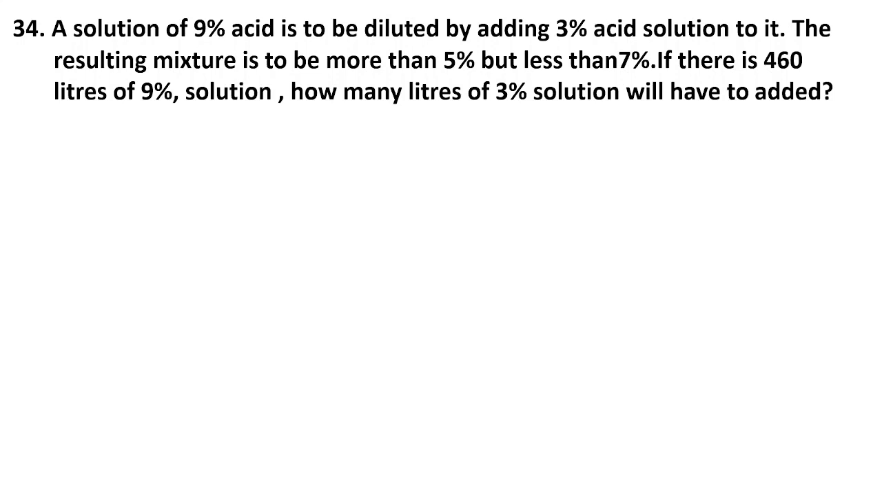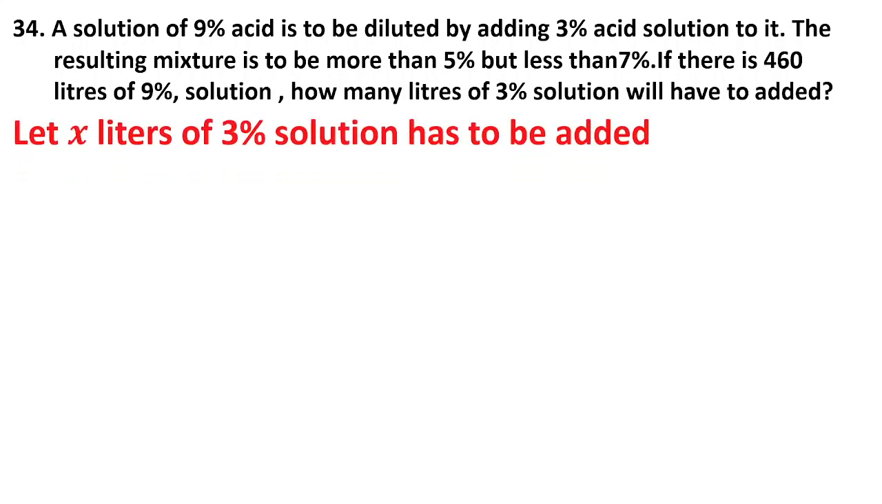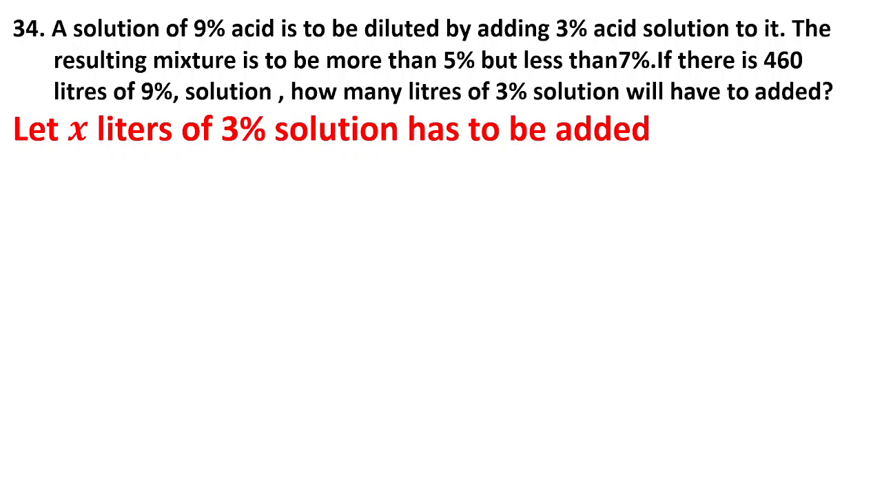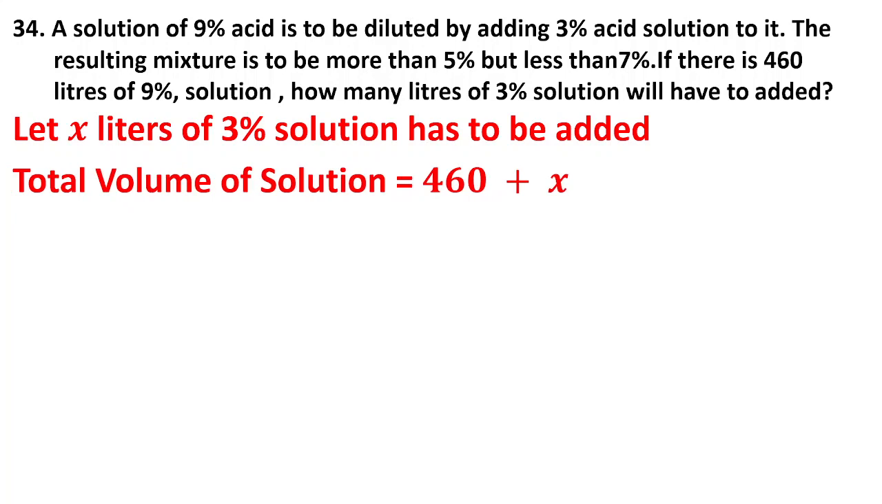Whenever you are using inequality, all the terms in that inequality should be converted into percentage. Therefore, they ask how many liters of 3% solution to be added. Let us call it x. The total volume of the solution: there is 460 liters of 9% solution, and we are going to add x to it. Therefore, it will become 460 plus x.